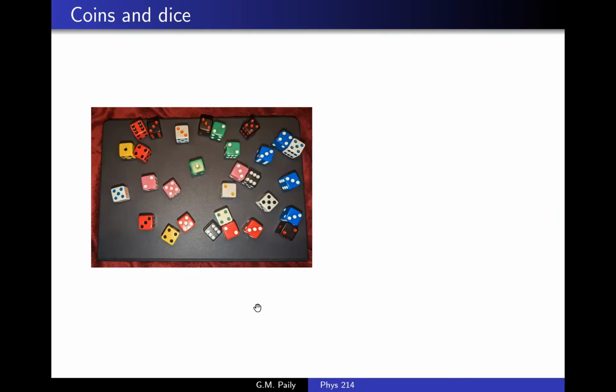So let's say I take a bunch of fair dice, 6-sided ones for convenience. Let's say I take 30 of them and I roll them. Then what's the probability of getting some particular result? Well, you might think that because they're fair dice, if I roll 30 of them, then 5 of them should be 1s, 5 of them should be 2s, and so on.